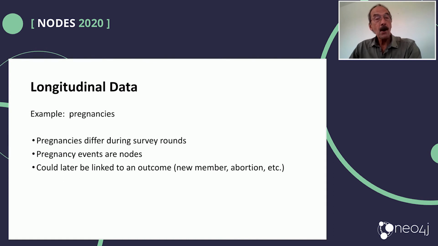Now we have longitudinal data in our survey. Take the example of pregnancies. Pregnancies differ during survey rounds. A household member may be pregnant during one survey round and not during the next one. We implemented the pregnancy events as nodes, so they could later also be linked to an outcome, like a newly born member.